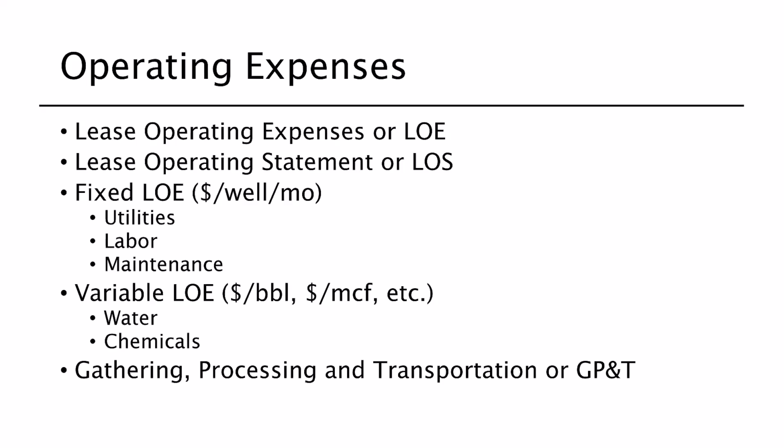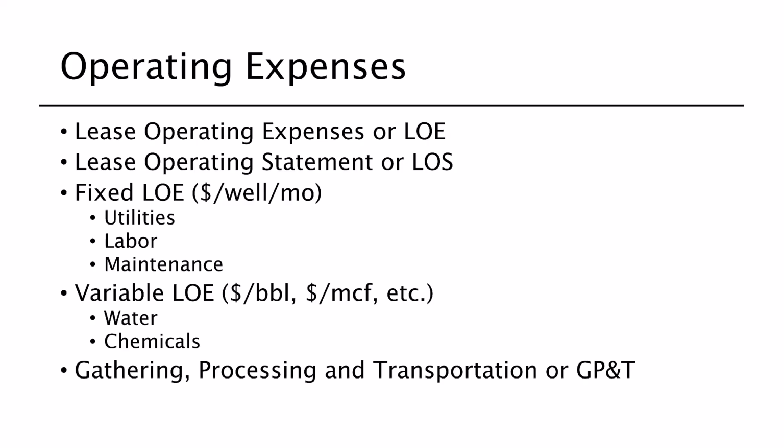The expenses are broken out into two categories, fixed and variable. Fixed expenses are incurred and do not change based on the level of production. This will be things like field offices, labor, renting generators, and utilities. These are modeled at a fixed dollar per well per month, or just a fixed dollar expense per month.